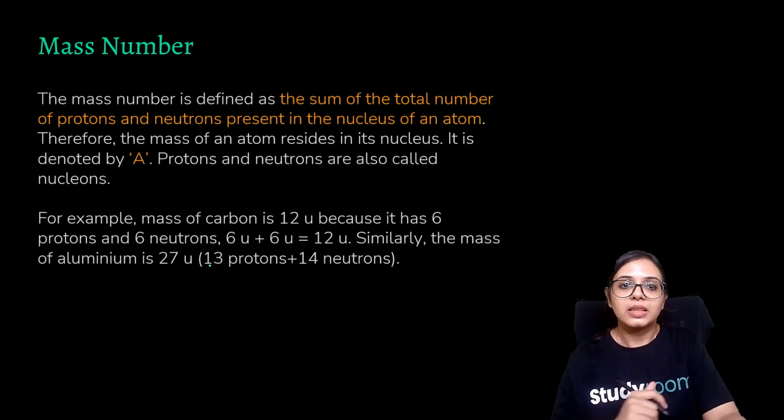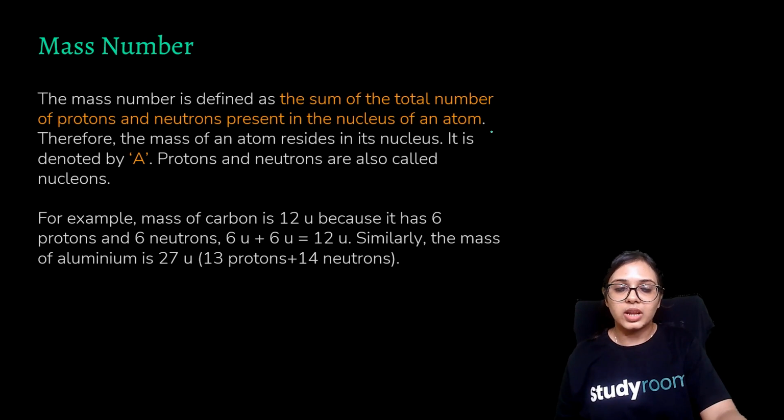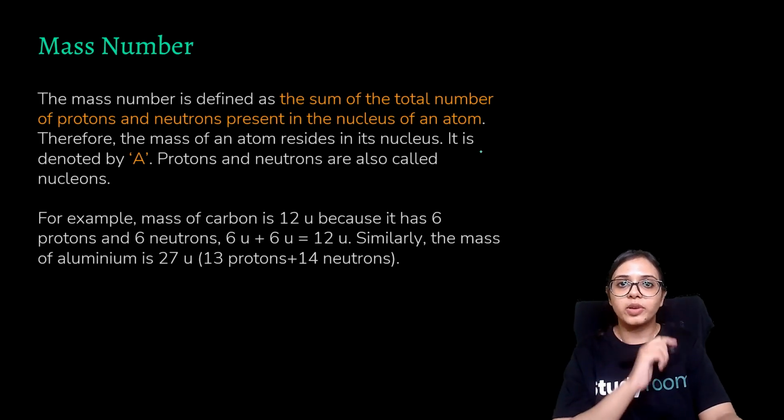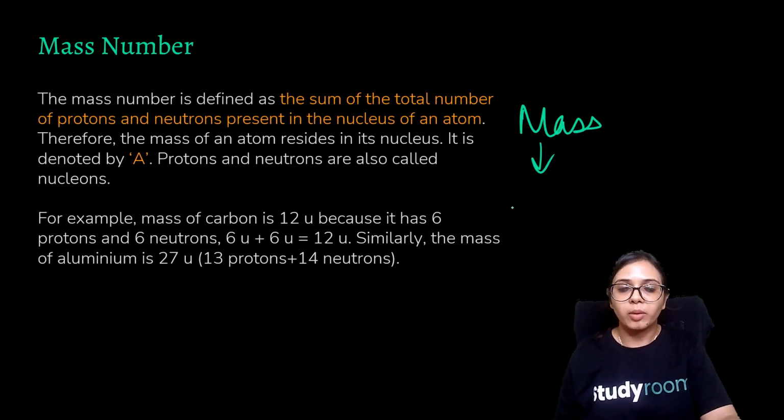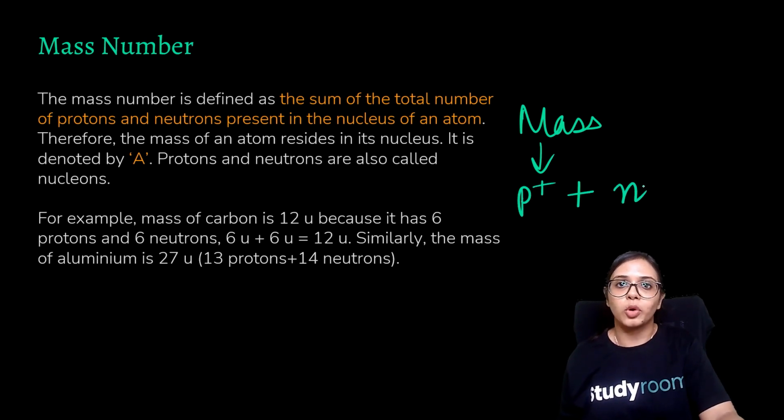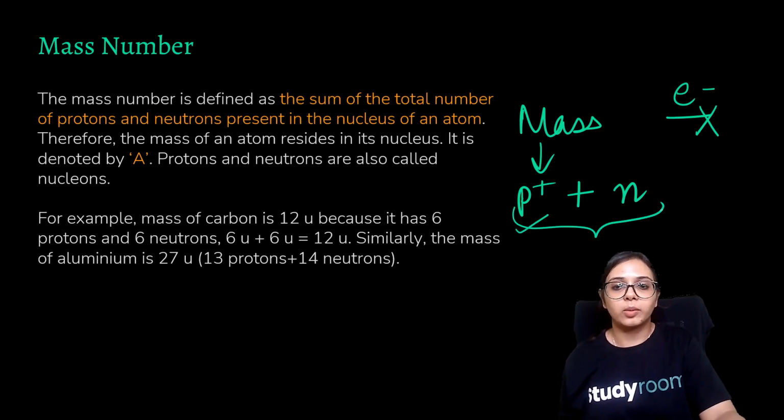Mass number. The mass number is defined as the sum total of the number of protons and neutrons present in the nucleus of an atom. This also, if you may remember, we had seen in one of the previous sections of this chapter: the total mass of an atom is determined by the mass of its protons and the mass of its neutrons. Why so? Because the electron, we know, is almost negligible in mass. So we do not count the mass of the electron. Rather, we look at the mass of protons and the mass of neutrons.